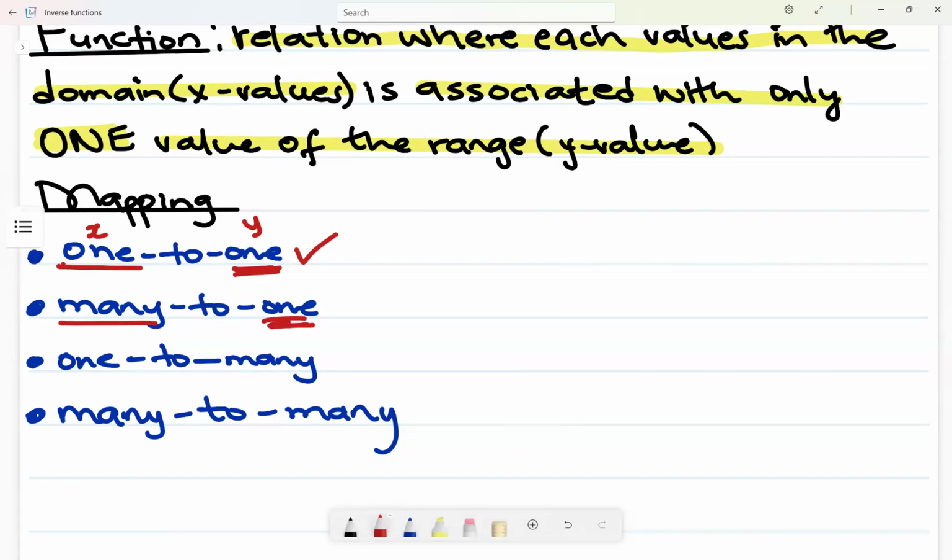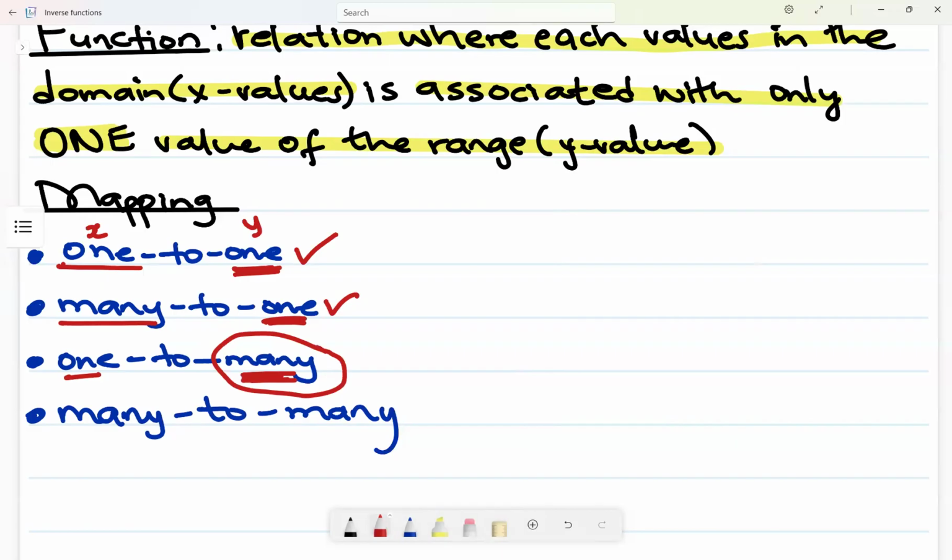We do not care how many values of x you input. What we are interested in is that at the end of the day, we get only one value of y, right? Here we have one-to-many. Is this a function? No. Why? Because we have many values of y, okay? So that's not what we want.